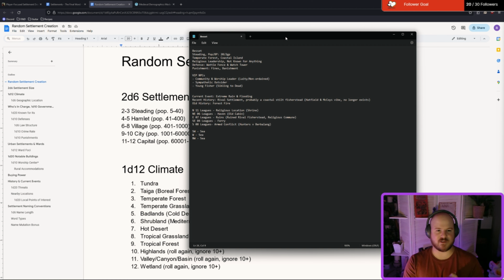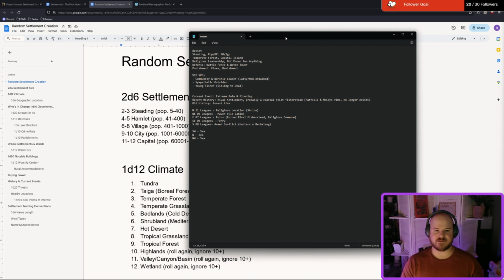And then basically what I do is I make a 3-point history for the place, just so there's stuff for people to talk about. So the current event, what's happening right now, is that the area is going through some extreme rain and flooding.